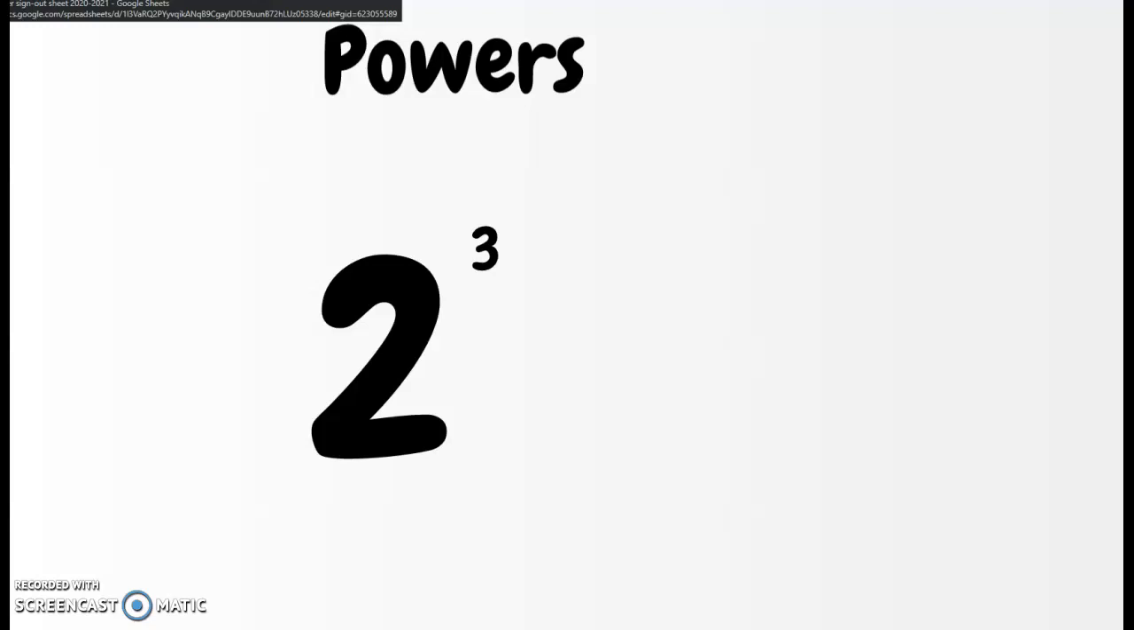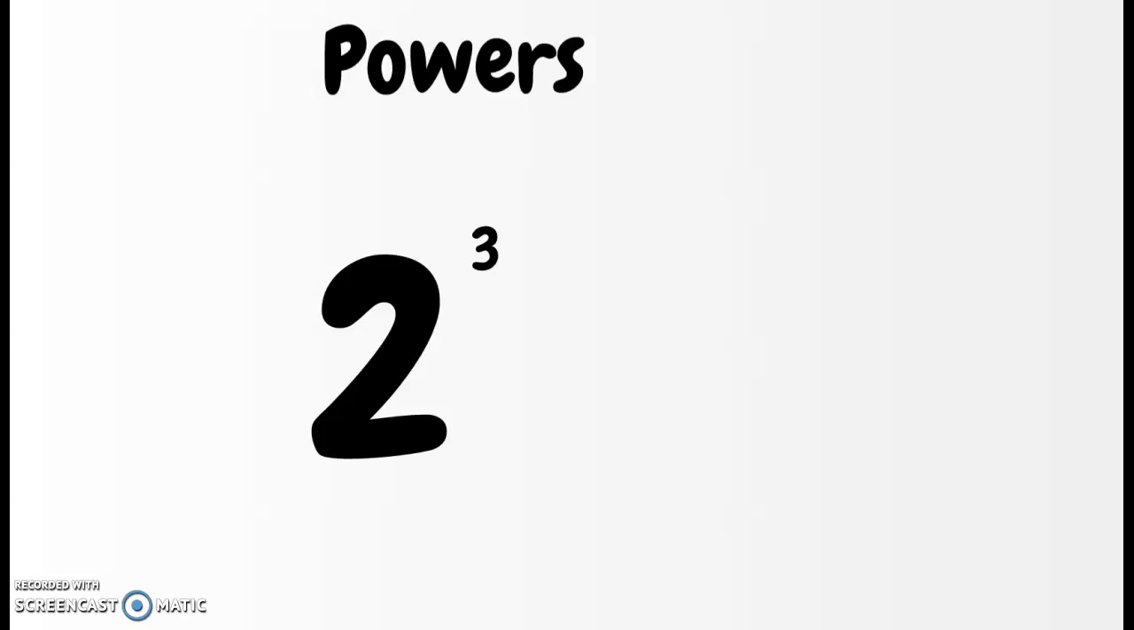Today we are going to be talking about powers. That's kind of what we're focusing on. So really what you need to know about powers is there's really two things. Number one, you need to know the parts of a power, what the different parts are, and then you also need to know what powers mean. So first let's talk about the parts.